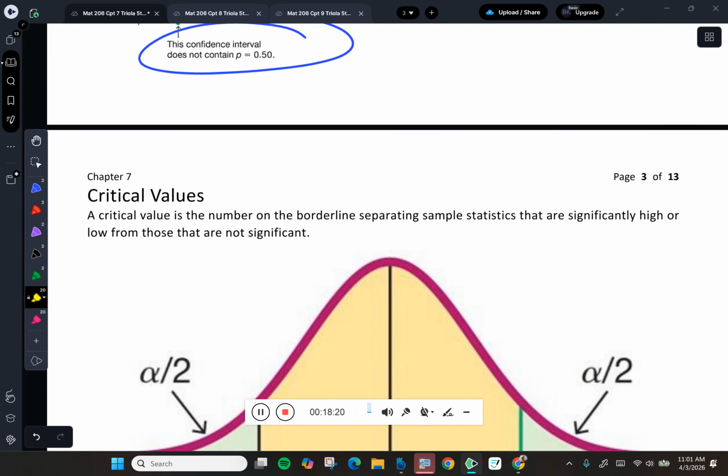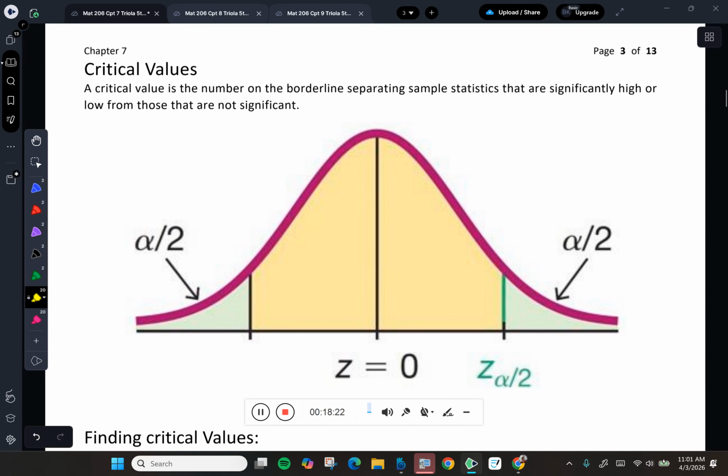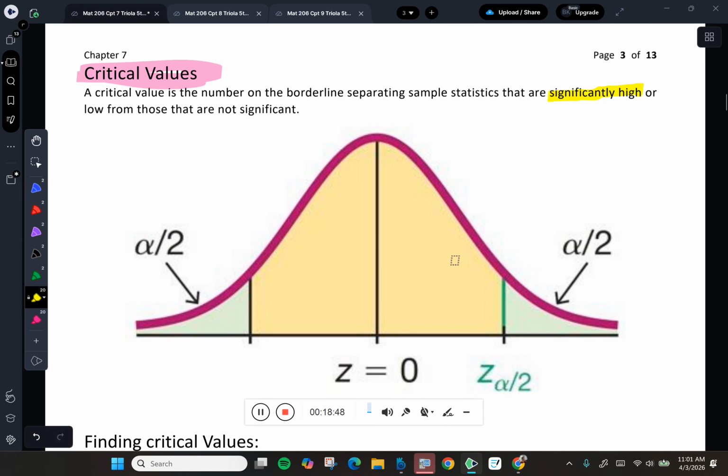Right. Essentially, what we're doing here is working with things called critical values. A critical value is a number, on the borderline separating sample statistics that are significantly high or significantly low from those that are not significant. Now, how we define significantly high or significantly low depends on our alpha level.